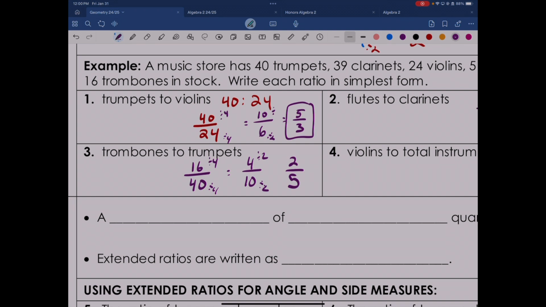Any trouble writing ratios? If I tell you the total, just add them up, right? Any trouble? Can we write ratios?